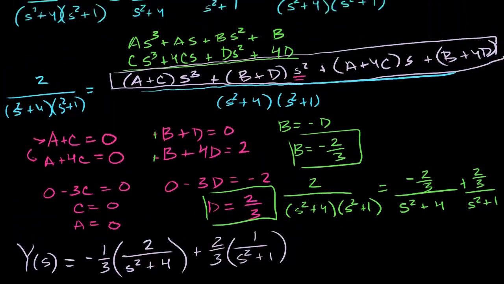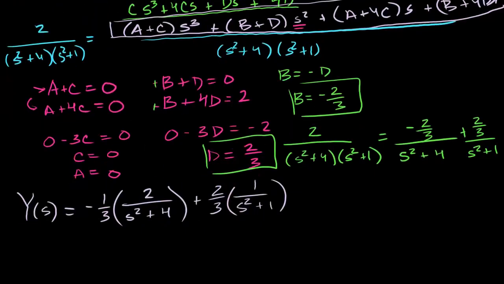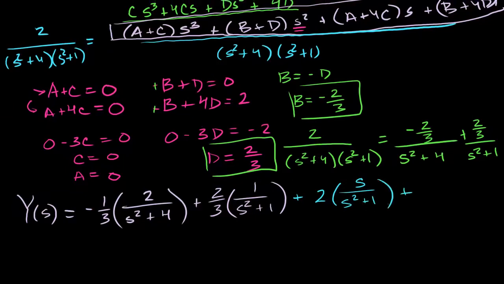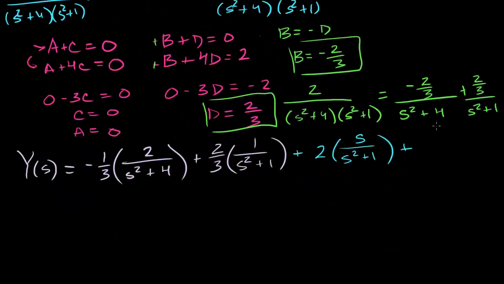We had 2 more terms to worry about. We don't want to make a careless mistake. I have 2s over s squared plus 1. So let me write that down. So plus 2 times s over s squared plus 1, plus, last one, plus 1 over s squared plus 1. Now, we just take the inverse Laplace transform of the whole thing, and then we'll know what y is.